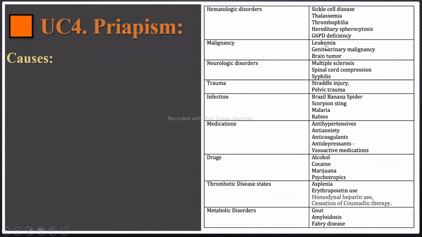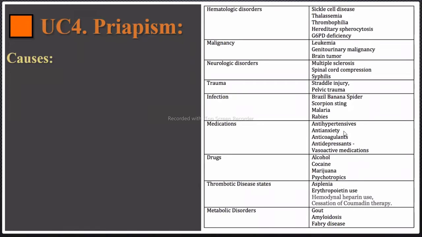Malignancy, like leukemia, it can cause bleeding. Genitourinary malignancy, brain tumor. Neurological disorders like multiple sclerosis, spinal cord compression, syphilis. Trauma, so pelvic trauma can cause priapism. This one is a neurological cause, trauma, neurological cause. Infection, like a scorpion sting, malaria, rabies.